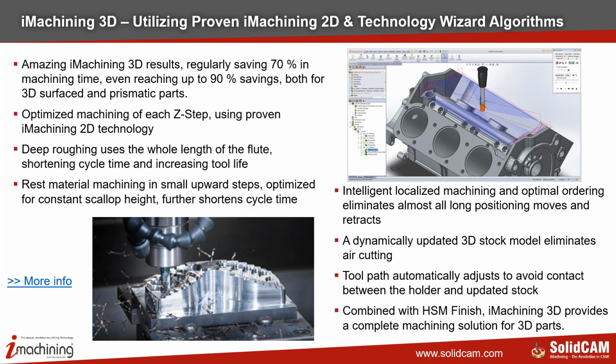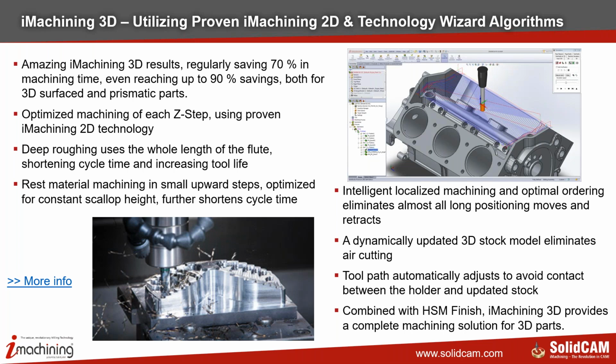It also can handle rest machining, which is basically the rest roughing, and it does intelligent localized machining and optimal ordering, which eliminates almost all of the long positioning moves and retracts. In fact, in iMachining 3D, there are absolutely no Z retracts. It just retracts to the previous level and continues the machining. It also has a dynamically updated 3D stock model that eliminates air cuts, so you don't have any kind of air cuts. And the toolpath automatically adjusts to avoid contact with the holder and the updated stock.